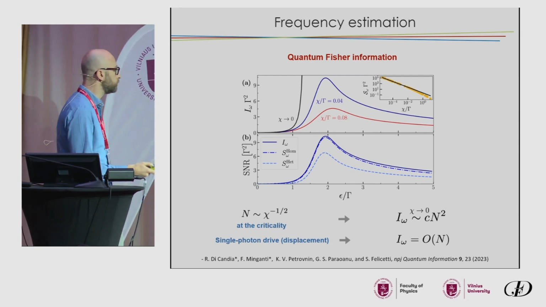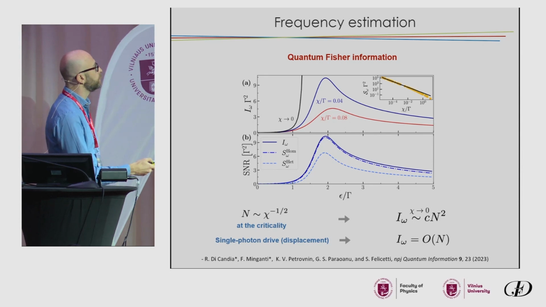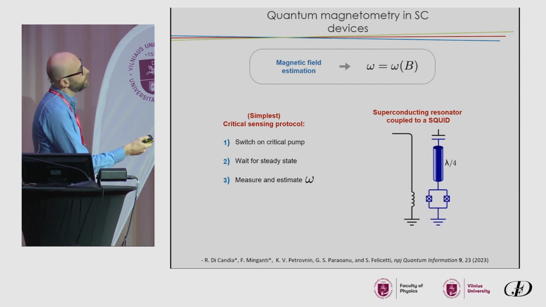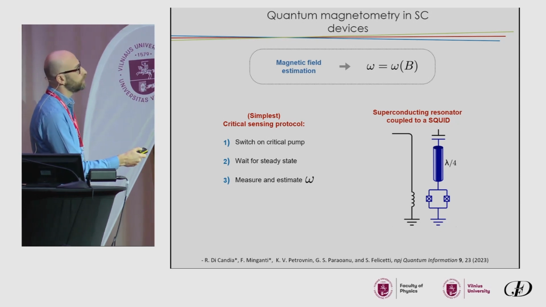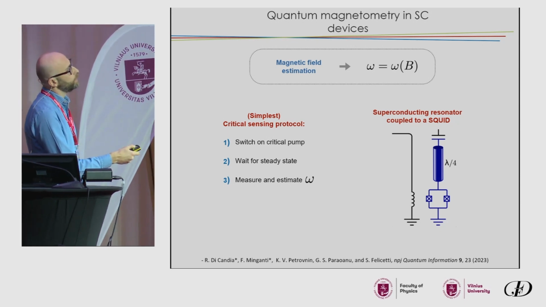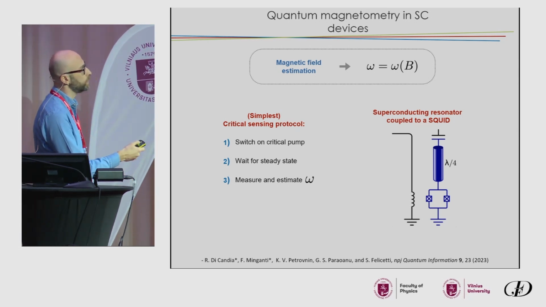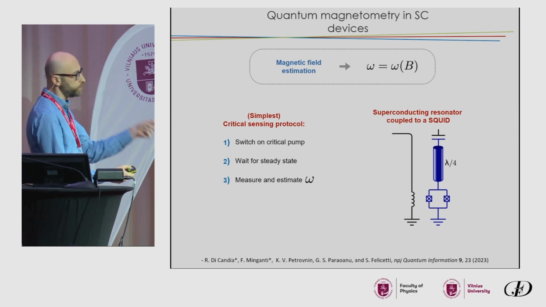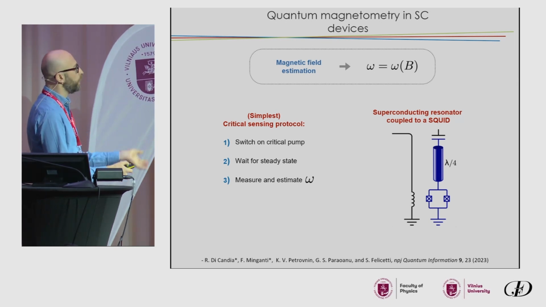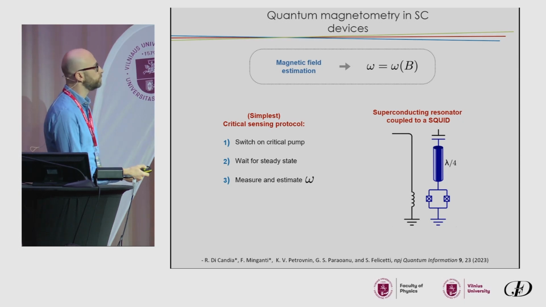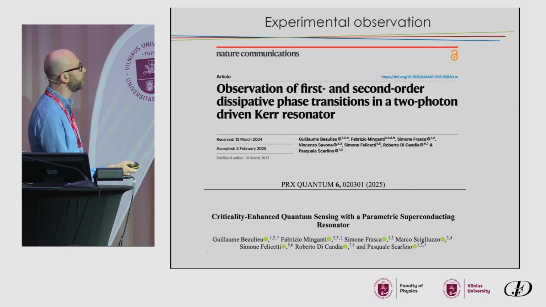Okay, this was the first result, and we wanted to test this in a superconducting device. The reason is that in a superconducting device, the frequency is related to some external magnetic flux. So this can be used in principle as a magnetometer. The simplest critical sensing protocol would be just to switch on the critical pump, wait for the steady state, and then measure and try to estimate the frequency. Okay, and we did that.